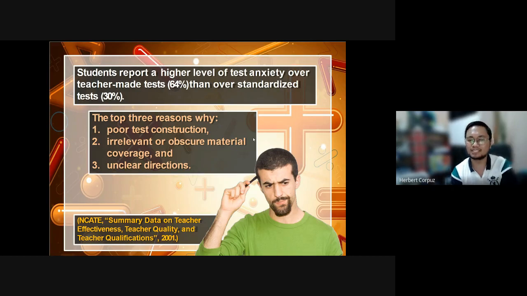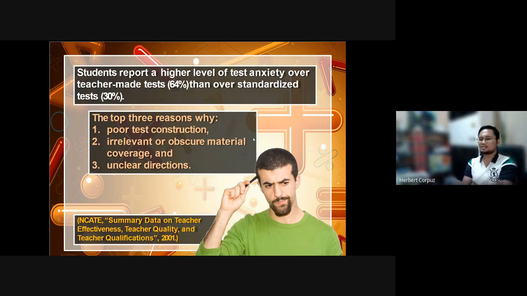Now, anong reasons nila? Top 3 reasons of their anxiety. 1. First, poor test construction. 2. Irrelevant or obscure material coverage. When you say irrelevant, material coverage obscure, it does not represent the things being discussed by the teacher. And 3, unclear direction. So ito daw yung top 3 na dahilan kung bakit merong higher level of test anxiety ang mga estudyante sa teacher-made test.